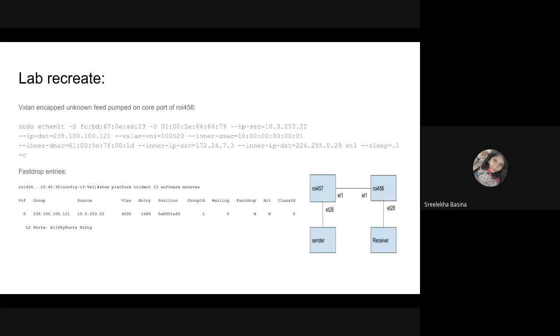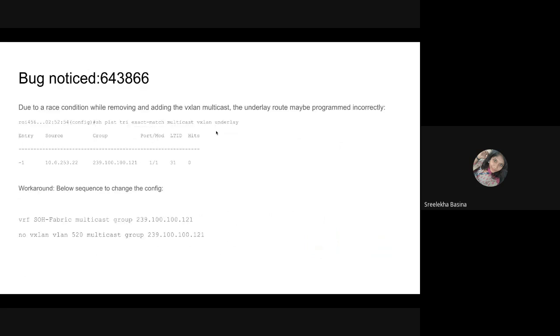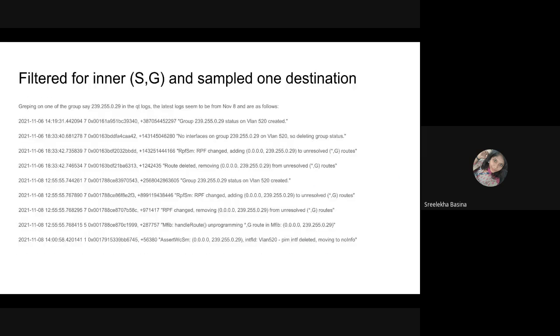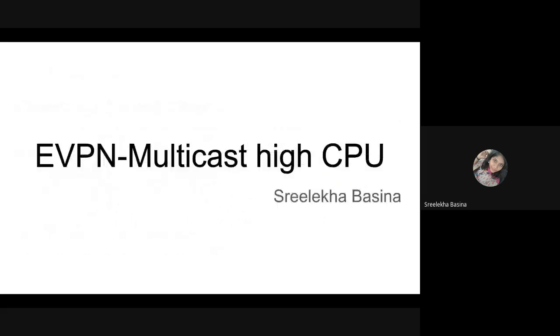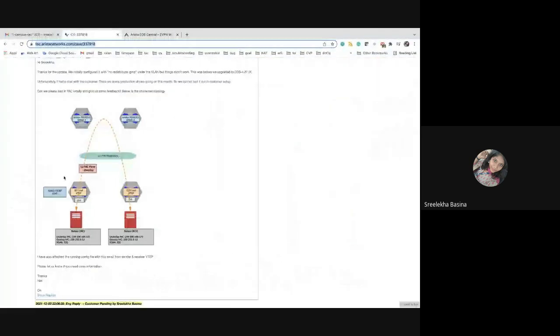Once we reported to the dev that the issue was replicated in the lab as well, they noticed that a command is missing in the customer's VxLAN configuration, which is the VRF to multicast group configuration. What they initially had was just a VLAN to multicast group. I think I did not add that output here. Let me quickly show you on the case.